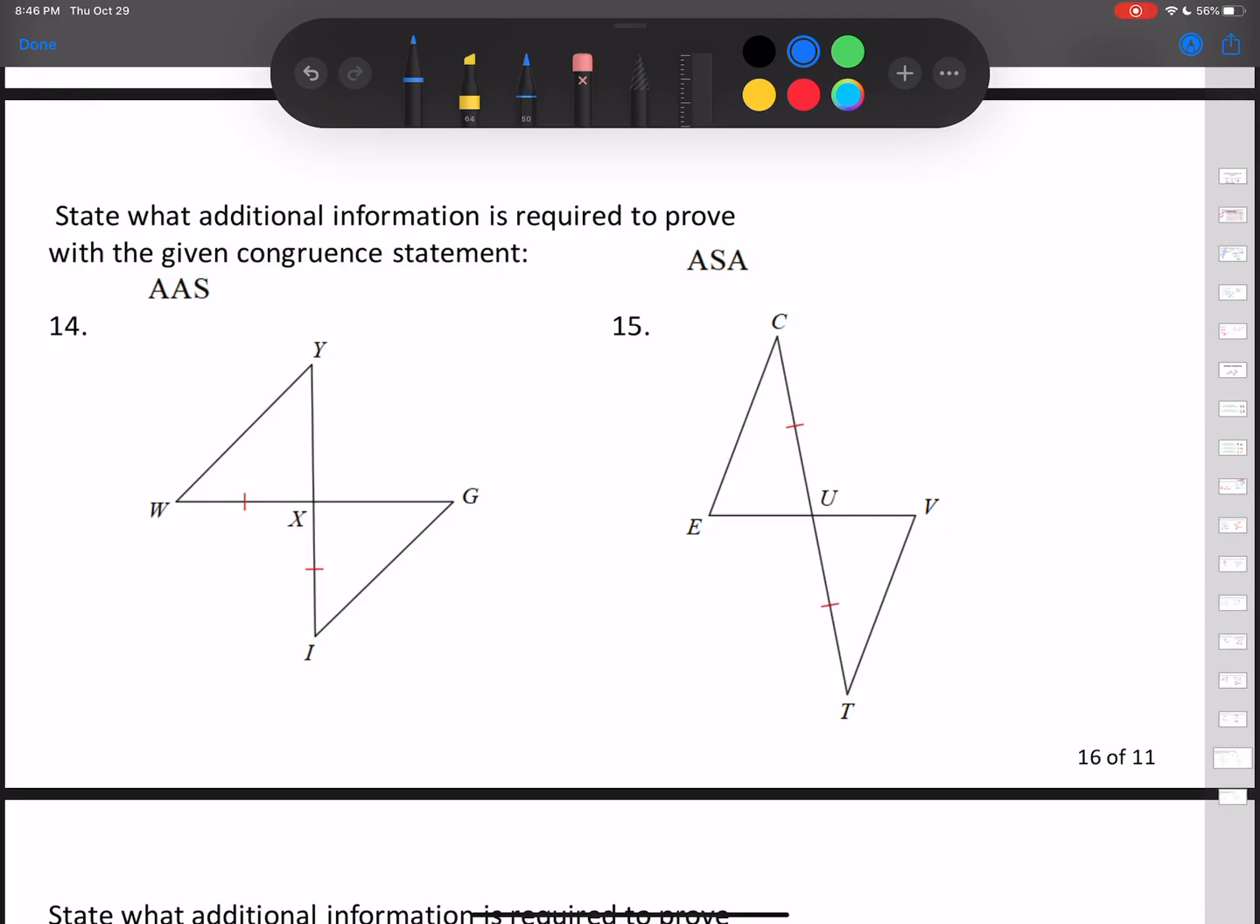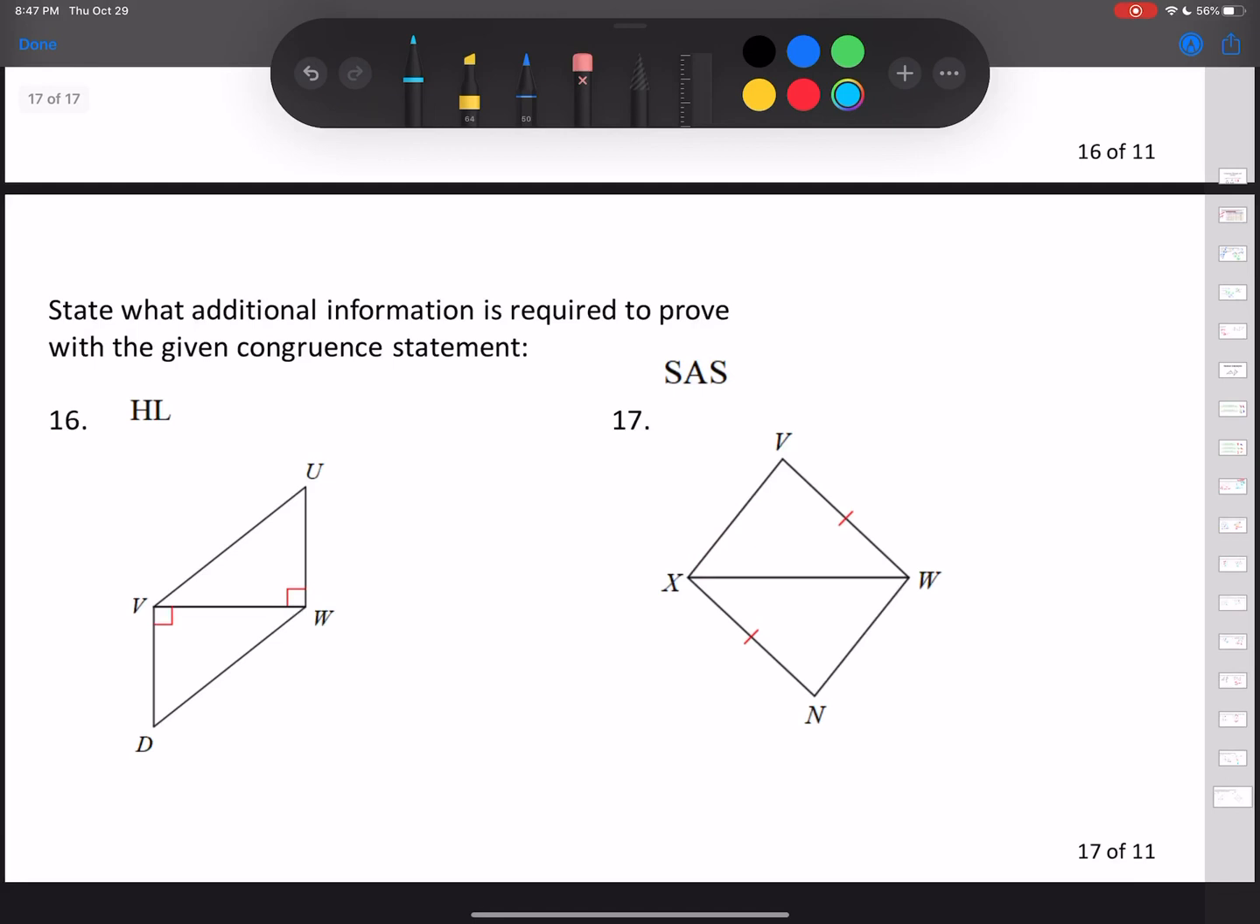All right, what additional information is needed in order to prove this congruency statement? So if we want angle, angle, side, I've got the vertical angles, so I need the non-included side angle, so I need this one and this one. That would give me angle, angle, side. So I need angle Y to be congruent to angle G. For angle, side, angle, again, I already know the vertical angle, so that's not the needed statement. Instead, I need C and T to be congruent. That means I have angle, side, angle.